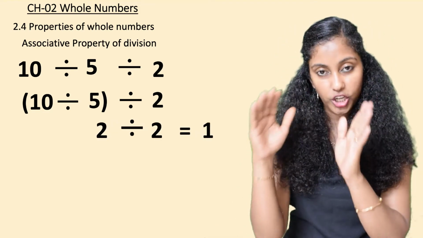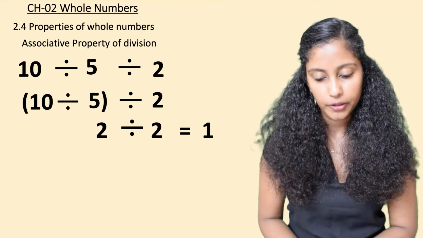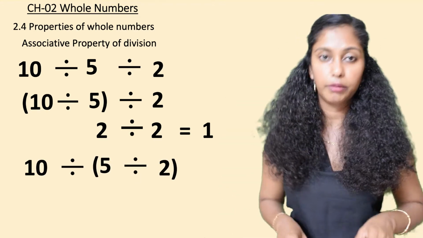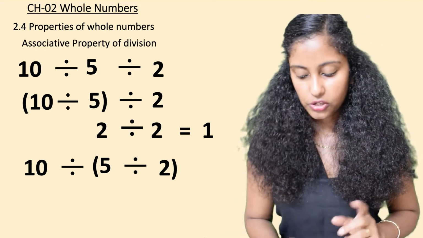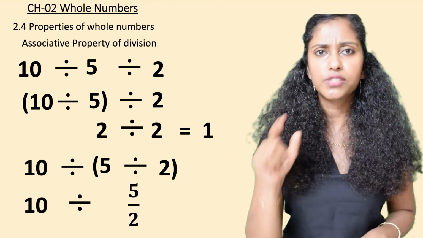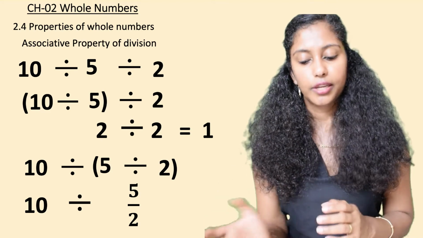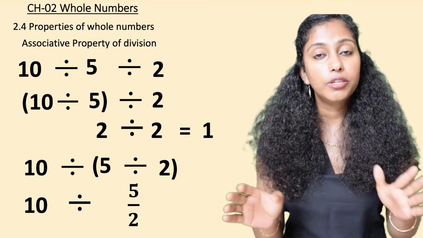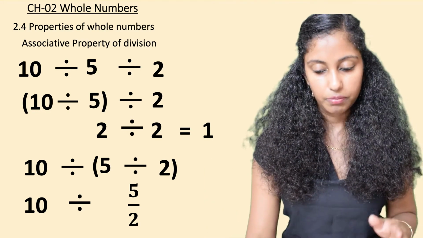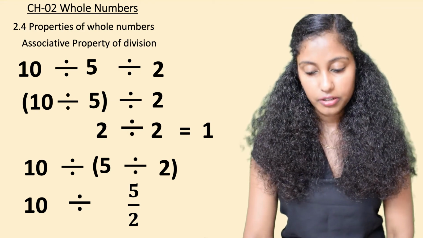Now let us change the position of bracket and check if this sum can be solved or not. So here when we change the position of bracket, 10 divided we keep as it is, inside bracket we put 5 divided by 2. So here 10 divided will be written as it is, and then 5 divided by 2 will give us 5 by 2. Again 5 by 2 is not at all a whole number. So this again tells us that whole numbers cannot be divided in any order or sequence. It means that whole numbers are not associative under division.